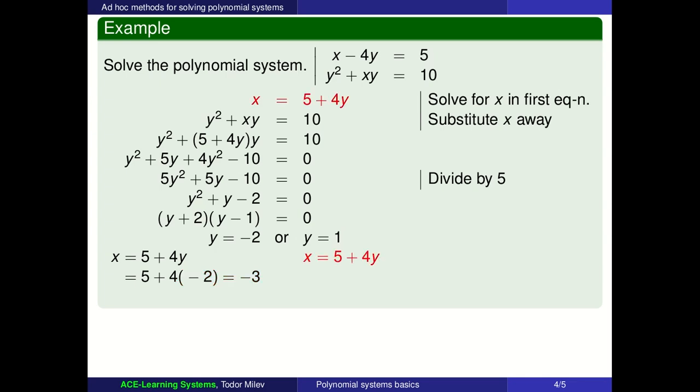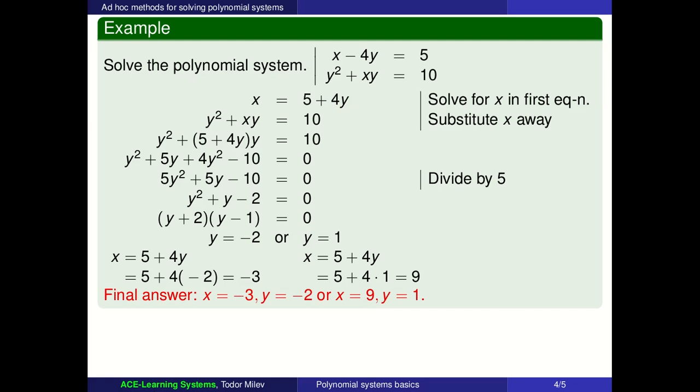In the other case, y is equal to 1, and again x is equal to 5 plus 4y. So this implies that x equals 5 plus 4 times 1, which implies that x equals 5 plus 4, which is 9. So our solution is complete. Let us collect our results in a final answer. Our final answer is either x is equal to negative 3 and y is equal to negative 2, or x is equal to 9 and y is equal to 1. So we got two pairs of solutions.